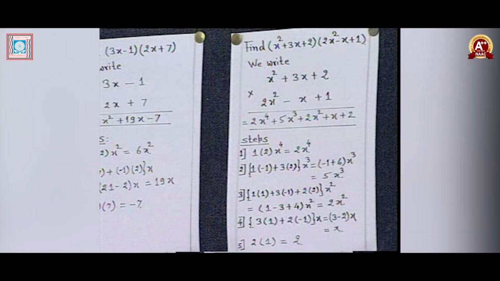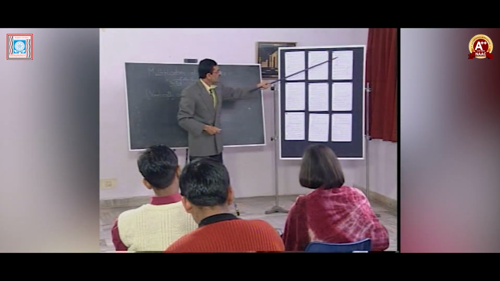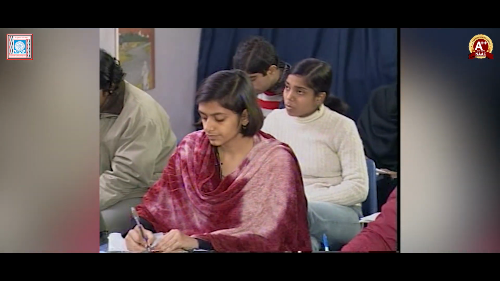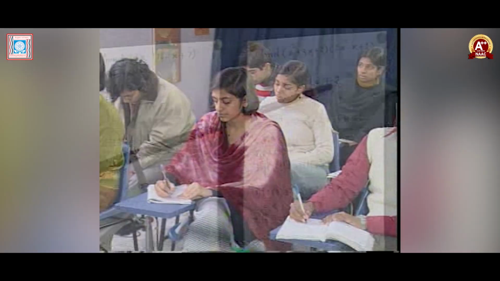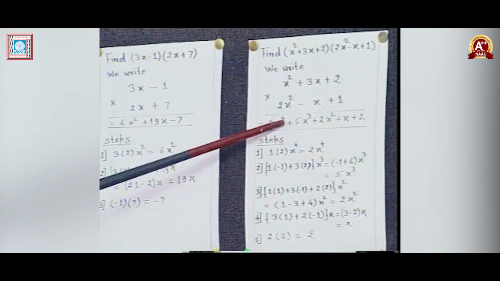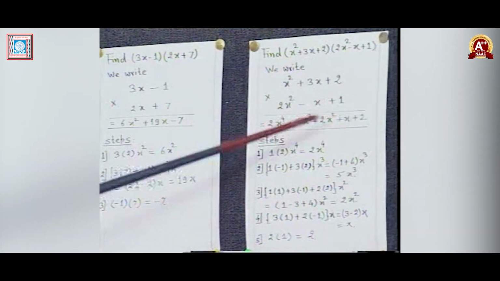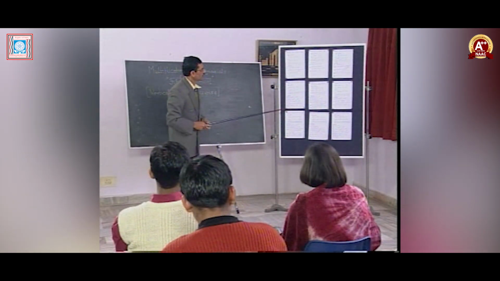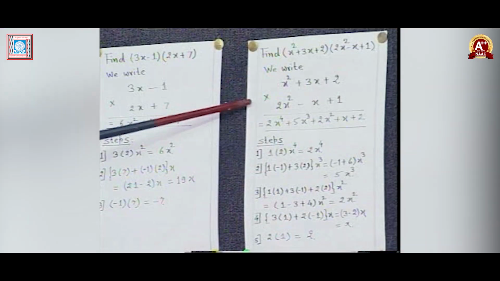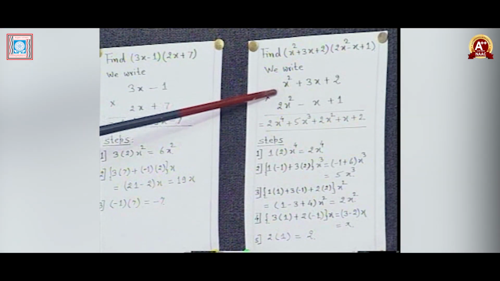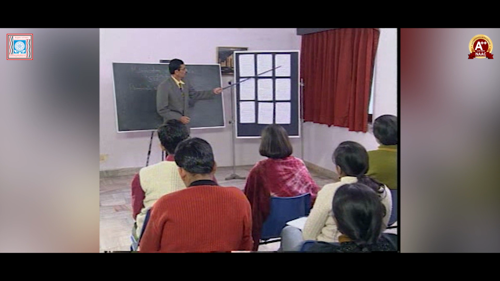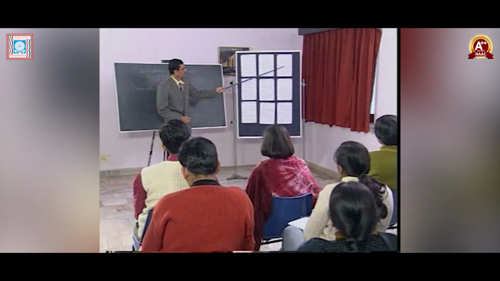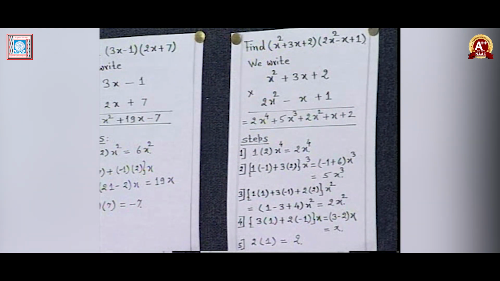Now when there are three terms in the given problem, like x square plus 3x plus 2 multiplied by 2x square minus x plus 1. Now how to carry the multiplication? Observe the steps. From left to right we carry 1 into 2 is equal to 2, x square into x square, x to the power 4. So first term is 2x to the power 4.